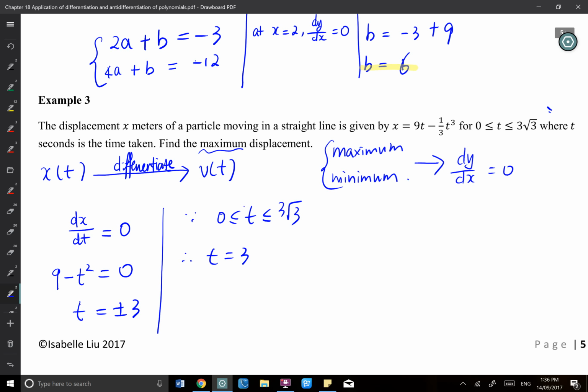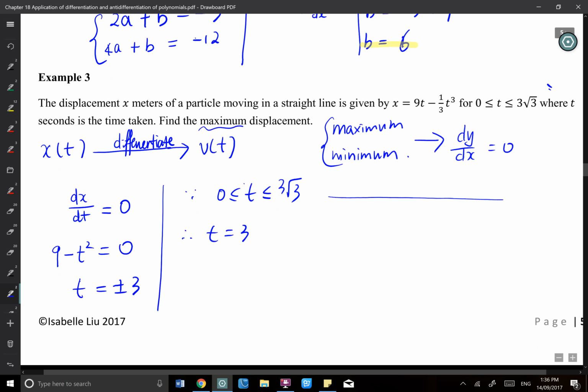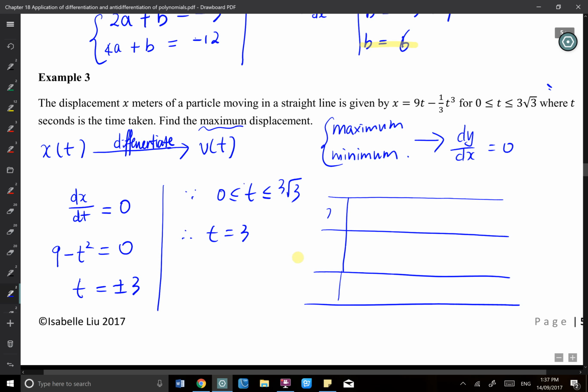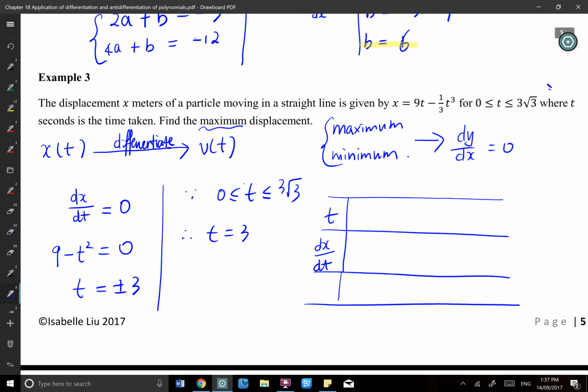Okay, you haven't shown that it is a maximum or minimum point. What you have solved so far is derivative equals 0. It can be a maximum point, a minimum point, or a stationary point of inflection. You haven't shown anything that's a maximum. We need to use the table method after that. So we will draw a table. The table will look like this: t, dx/dt, and then graph. This one should be t, not x, because t is your independent variable.